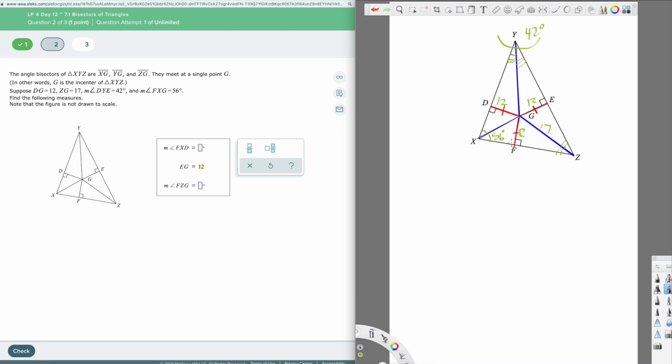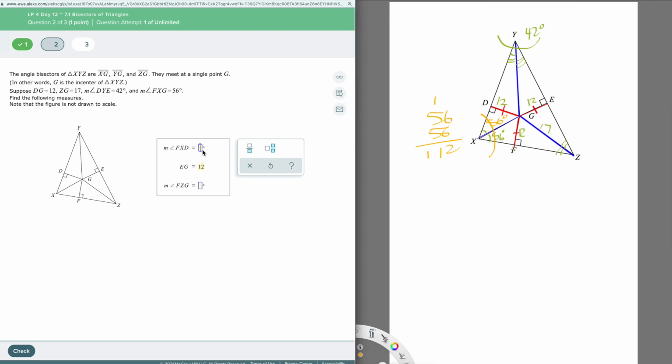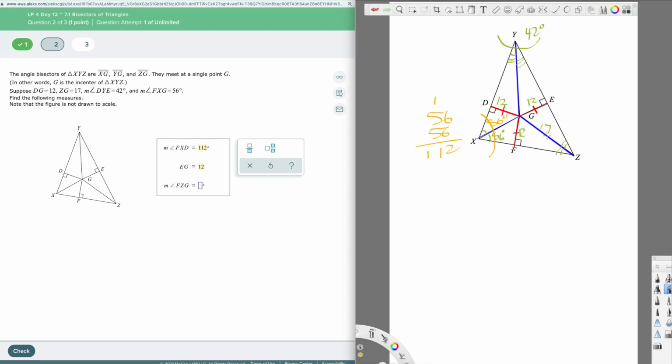All right, so now I've got my given information filled in, and they're asking me for two more angles. They're asking me for FXD, this whole angle here. Well, remember it was an angle bisector. If I know half of it, the other half is the same, and all I have to do is add those together. 56 plus 56 equals 112, got to do my carryover. So this whole thing is 112.